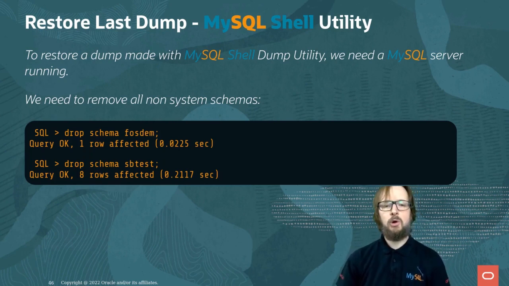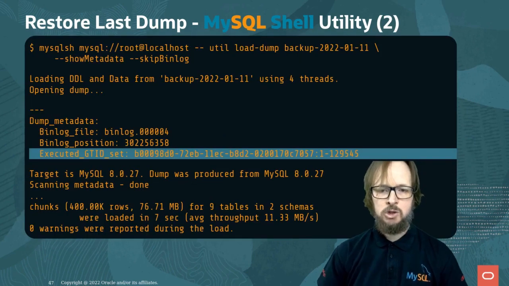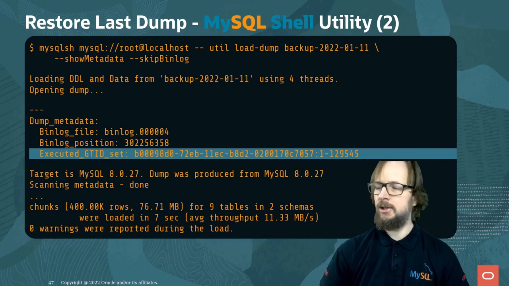So we need to remove all non-system schema. I will drop the schema FOSDEM, I will drop the schema SBTest, and then I will load the data. So I will load all my dump. I want to show the metadata. Here you can see I have show metadata.